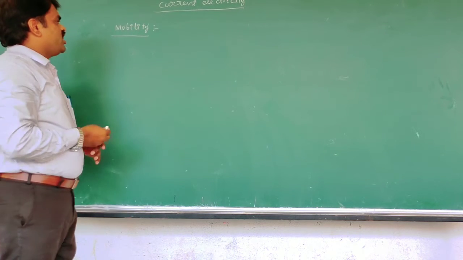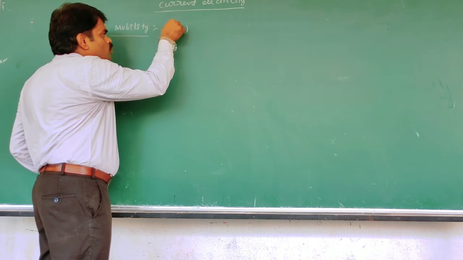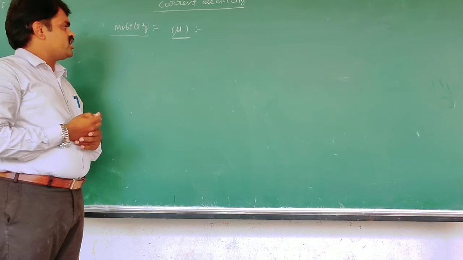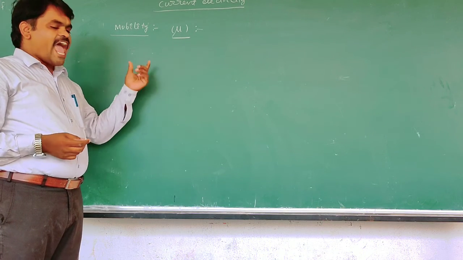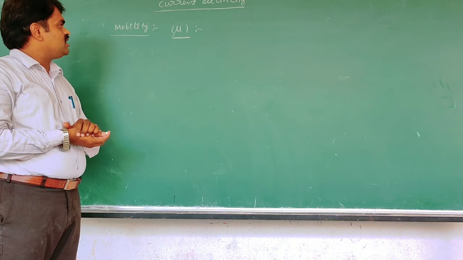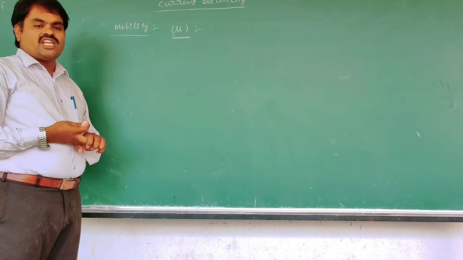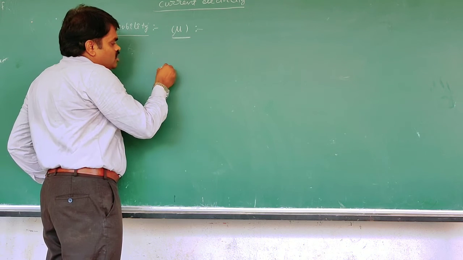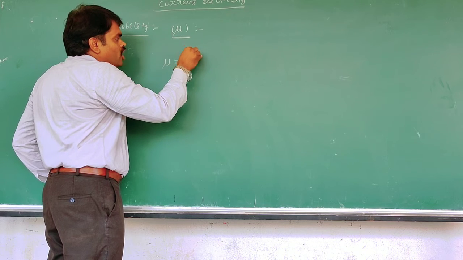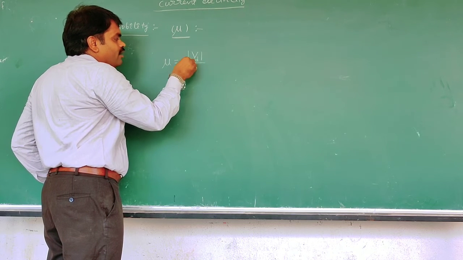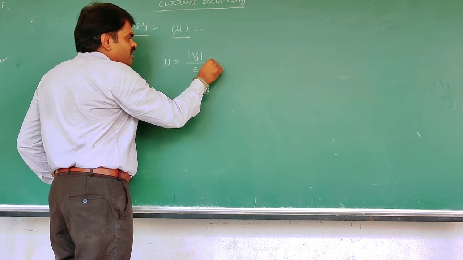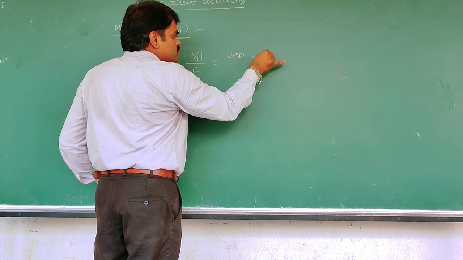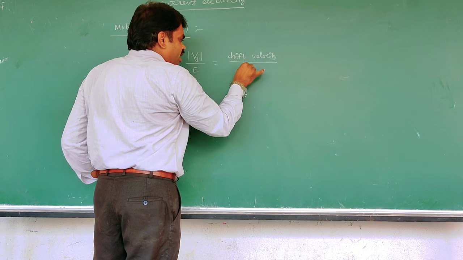Mobility of the charge carriers is denoted by mu. The mobility of charge carriers is defined as the average drift velocity resulting from unit electric field strength. That is, mu is equal to modulus of Vd by electric field, that means drift velocity by electric field.